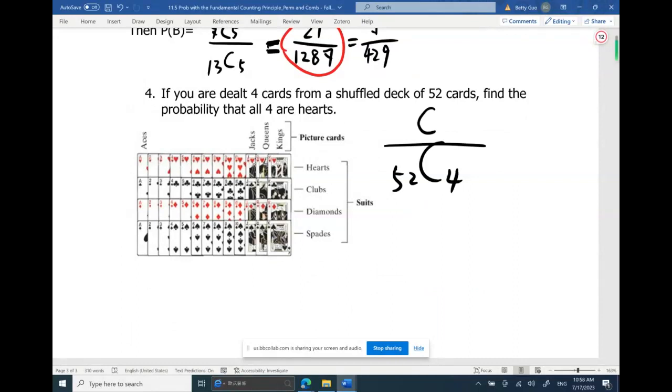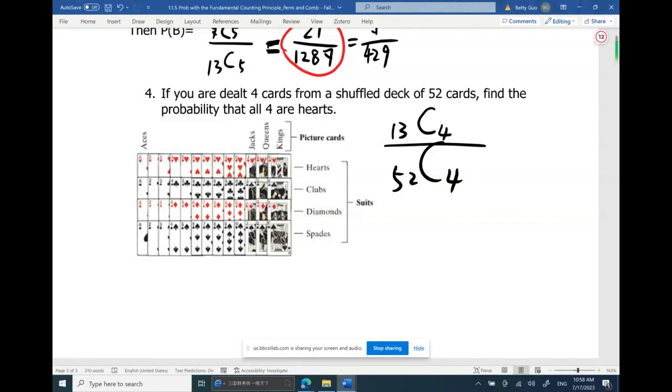Numerator is going to be all the 4 cards are hearts. How many hearts do we have? In a previous video, I already emphasized, even if in real life you have never had a chance to use any poker cards, that will not be an excuse that you don't know how to do the problem. Like, I don't know poker at all, how do I do the problem? You figure it out. All right. Each deck has 4 suits. The 4 suits are hearts, clubs, diamonds, and spades.